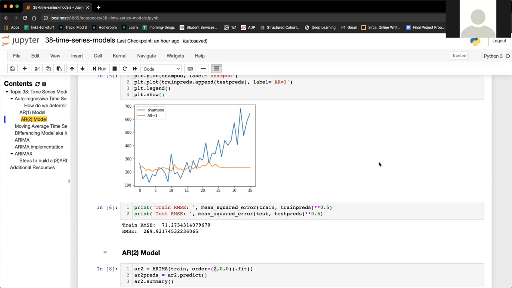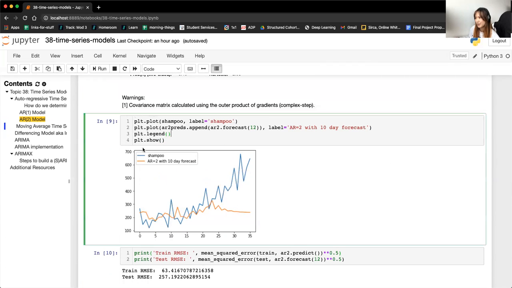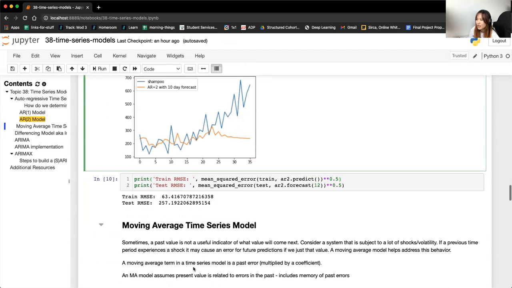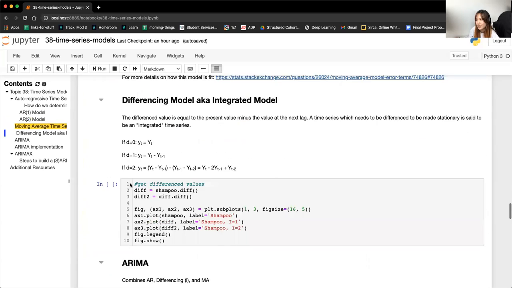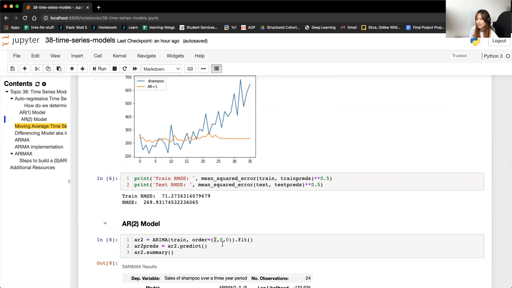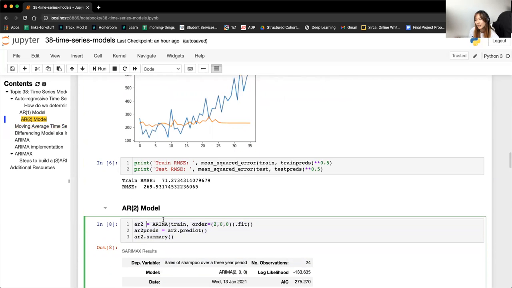Does that help? Mm-hmm. All right. Sounds good. So this is an AR model that's only using the data from 2 days back. Something I wanted to mention: I'm going to talk about moving averages and differencing. The implementation of the model is exactly the same. This is the same code you're going to be using; all you're doing is changing your differencing and your moving average amounts.